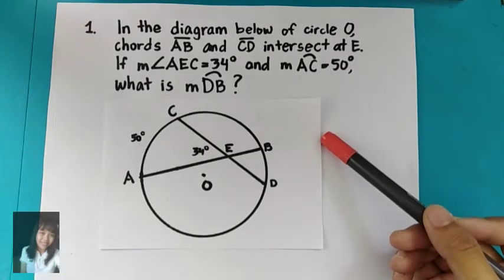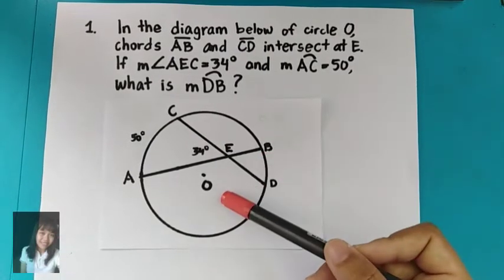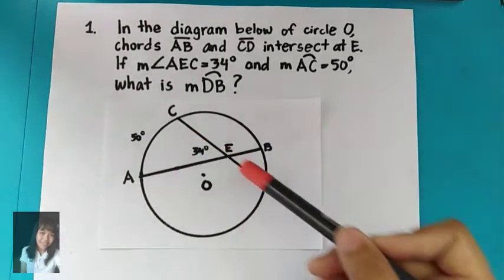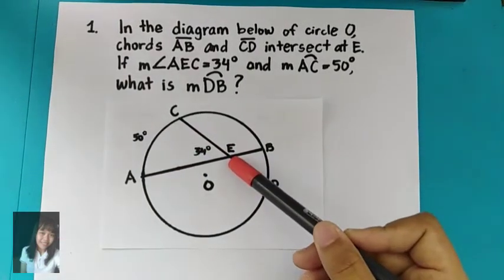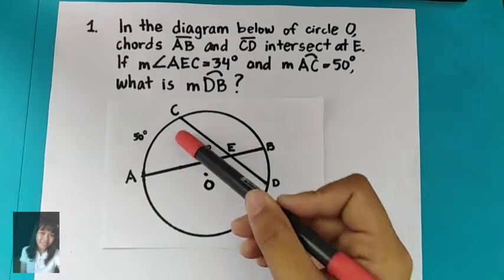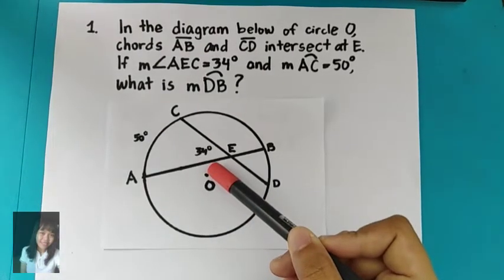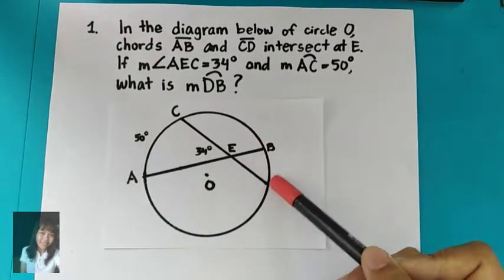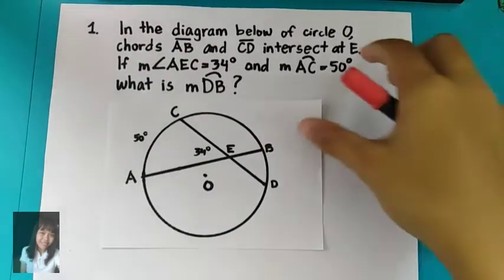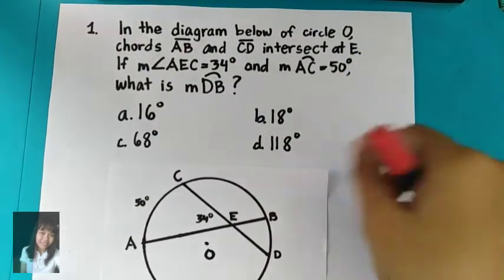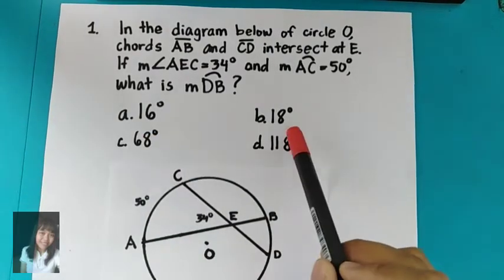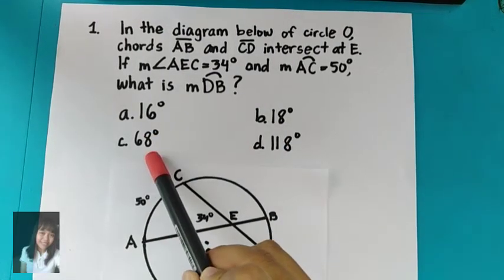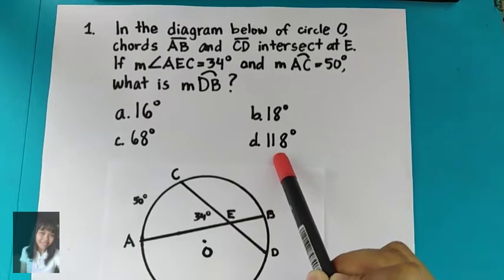Problem number 1. In the diagram below of circle O, chords AB and CD intersect at point E. If the measure of angle AEC is equal to 34 degrees and the measure of arc AC is equal to 50 degrees, what is the measure of arc DB? So here are the choices. A. 16 degrees, B. 18 degrees, C. 68 degrees, and D. 118 degrees.